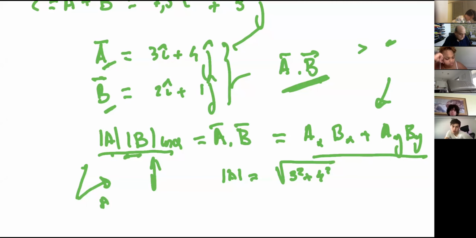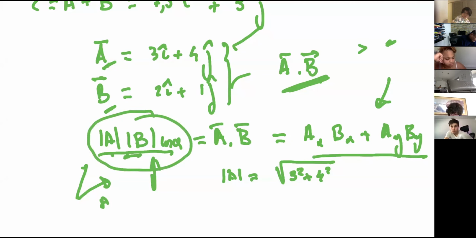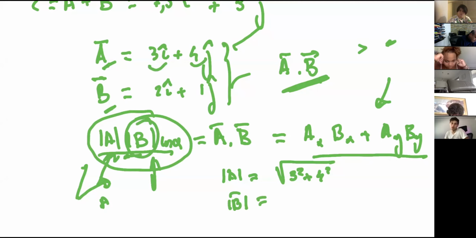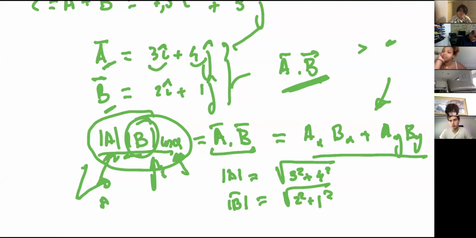Okay. So if I have to find A dot B using this equation, I will have to find the magnitude of A. I know how to find the magnitude of A: the square root of 3 squared plus 4 squared. I have to find the magnitude of B too. Yes, I can find it: the square root of 2 squared plus 1 squared. And to find the dot product using this side, I need the cosine of the angle. So I'd better not use this side of the equation. I'll better use this side. So let's do it.